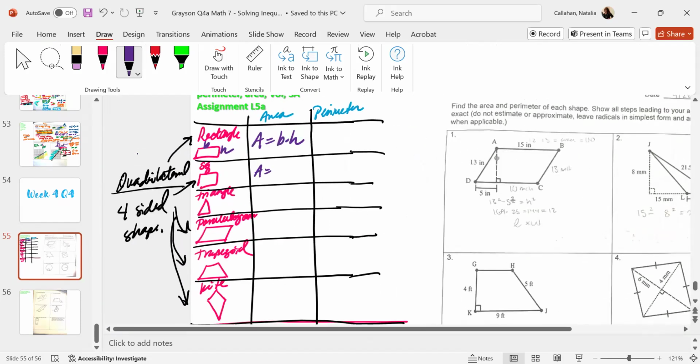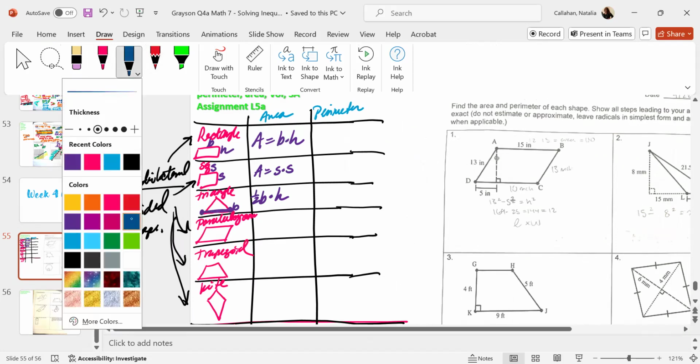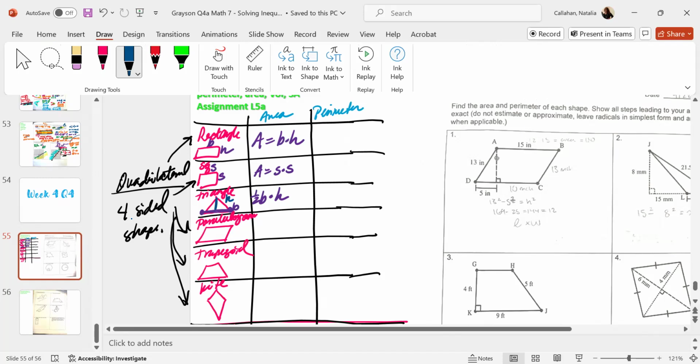Square. Area of a square is just side times side. That's a side, that's a side. Triangle. This is important. Triangle area is 1/2 base times height. This right here is the base. Do you see the purple part right here? From here to here. The height is going to be that part right here. That's the height.